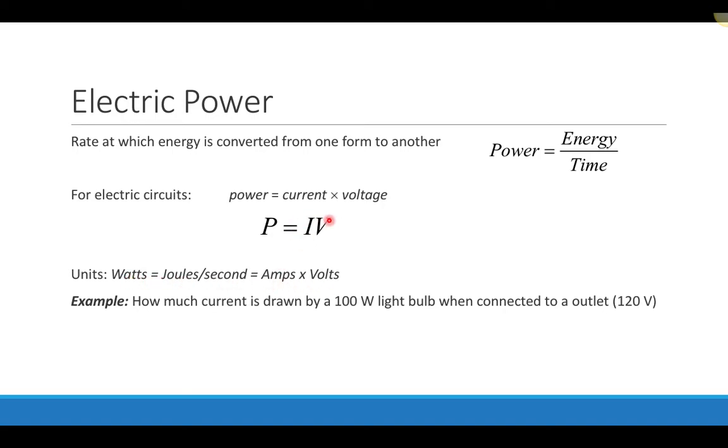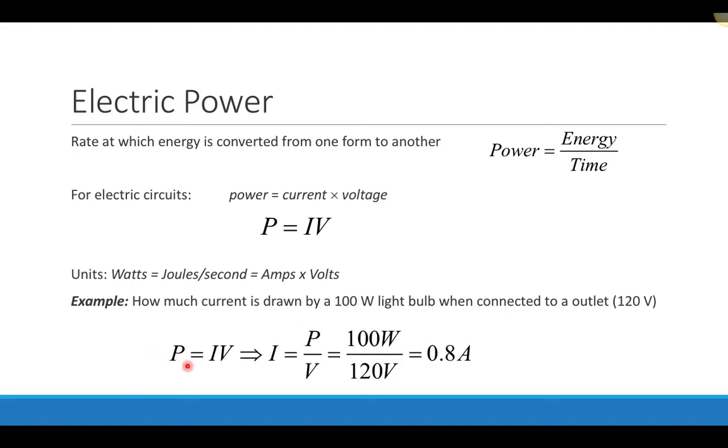And because power is also defined as current times voltage, a watt is also equivalent to units of amps times volts. So we could ask a very simple question: how much current is drawn by a 100-watt light bulb when it's connected to a 120-volt outlet? There's different wattages of light bulbs. Obviously, 60 watt and 40 watts are very common. So if I have a 100-watt light bulb, I want to know how much current is drawn.